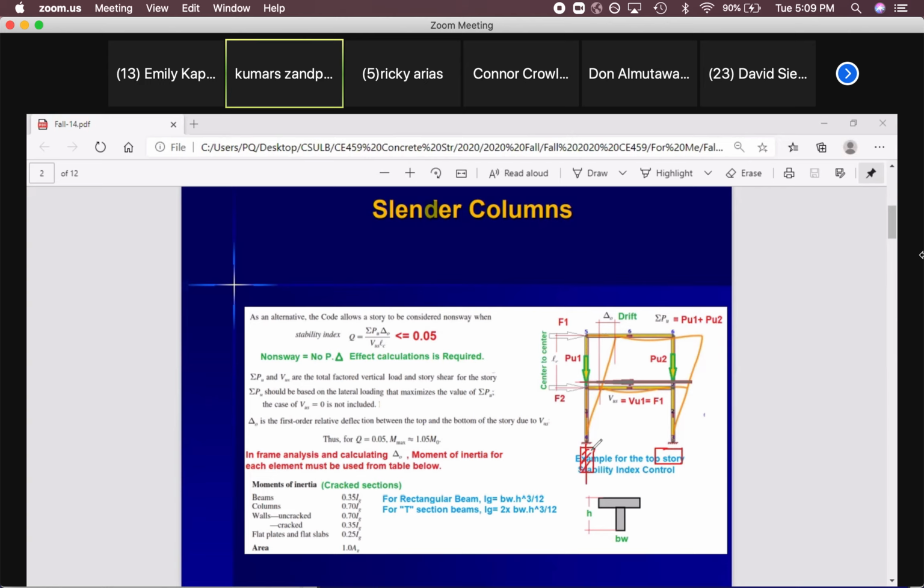So IG means moment of inertia around the bending axis. As you can see, this column will bend in this direction, like this around this axis. That's very important to know what axis you should consider.